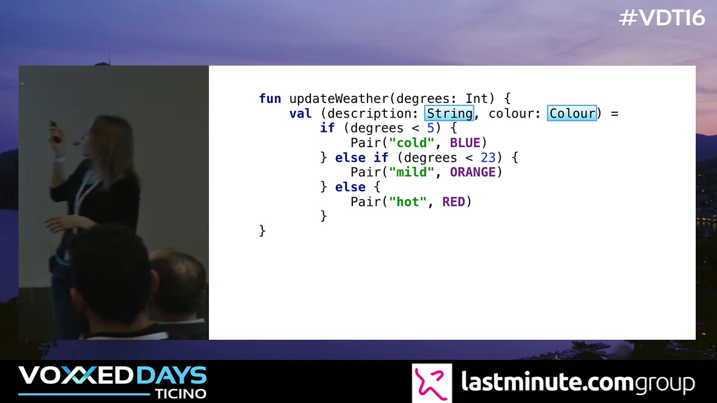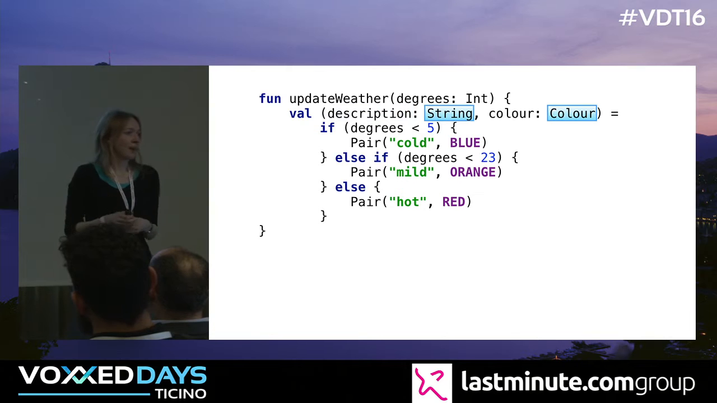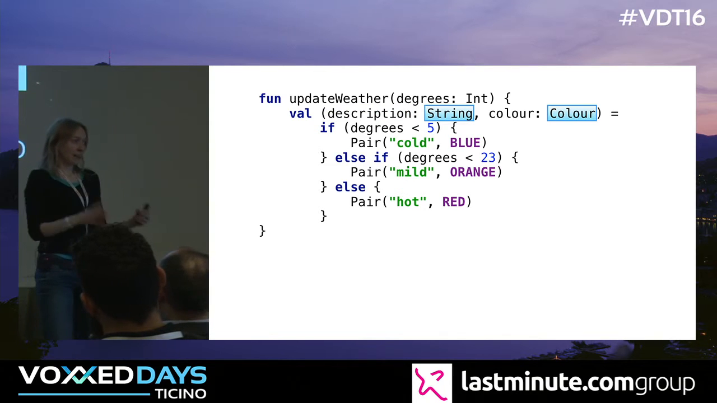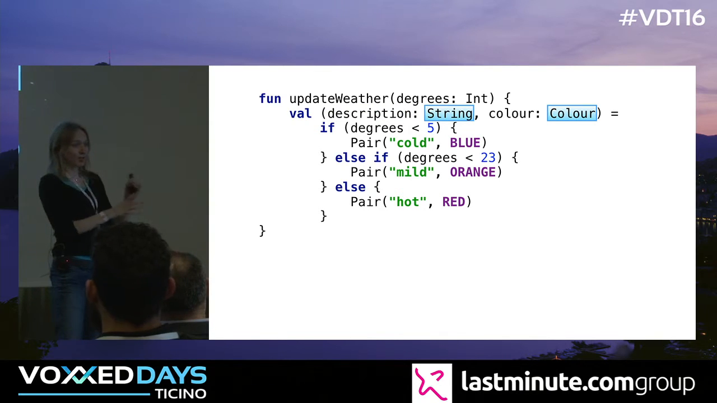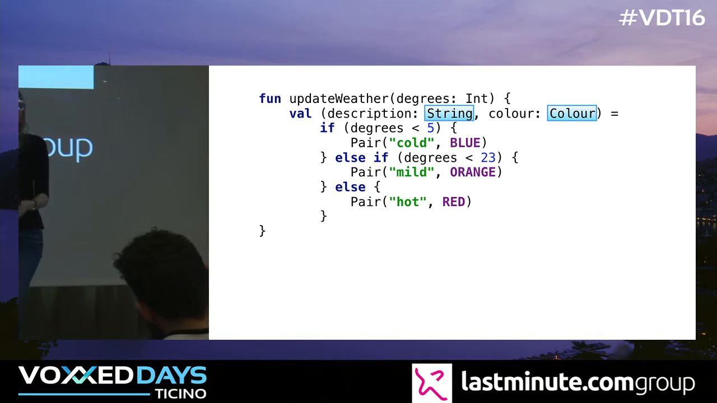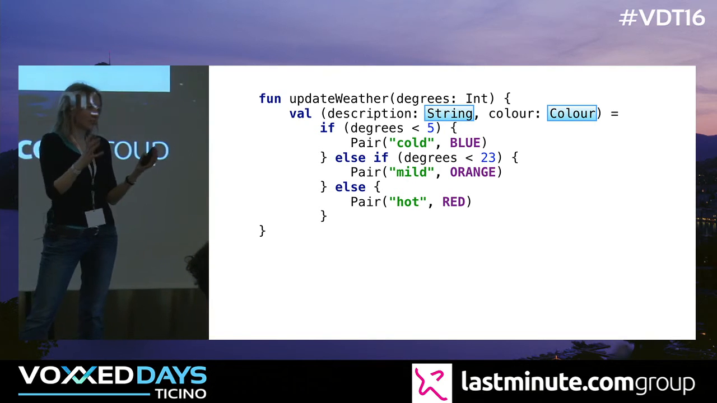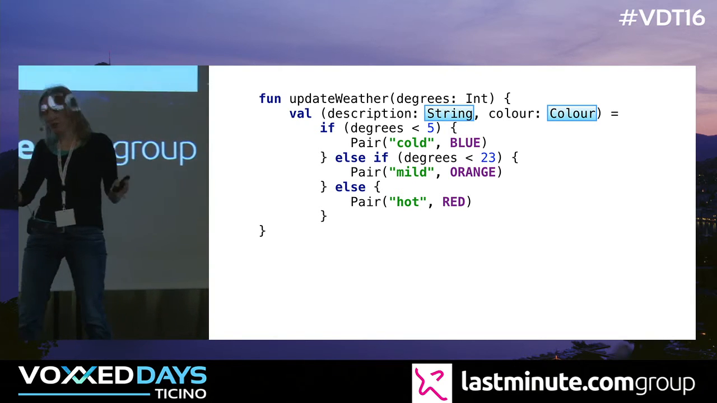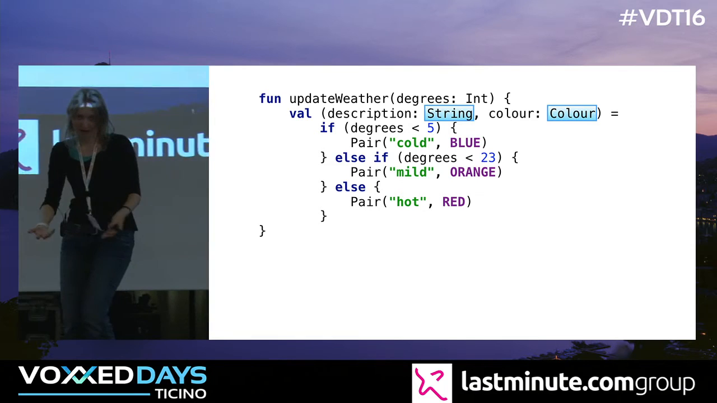At first, do we need the types? Kotlin is a statically typed language. That was a very important thing for us when we created it, because it's much easier to create huge systems, to create big projects when you work with a statically typed language.